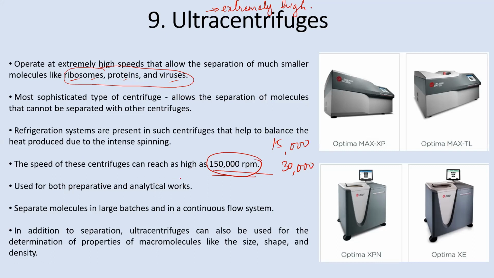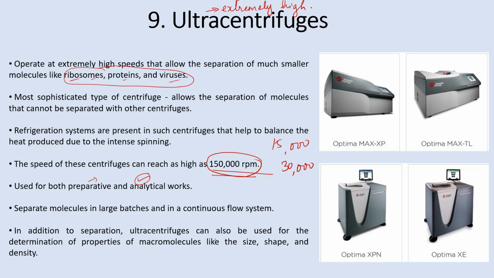Preparative and analytical work both. Analytical is basically preparing something for testing in the lab. Preparative is getting a higher yield. For both of them, you can use this particular ultracentrifuge. It can separate molecules in large batches and in continuous flow systems. We saw the continuous flow system earlier, if you remember, and it can also be done in this particular type. So it avoids a lot of loading and unloading and manual tedious jobs. It will be continuous and error free.